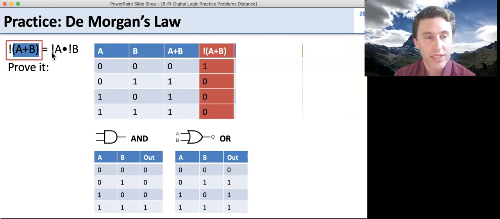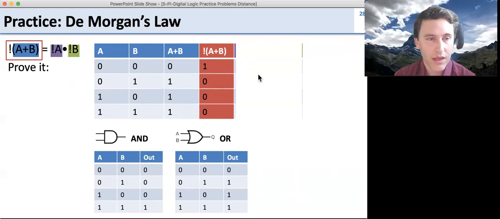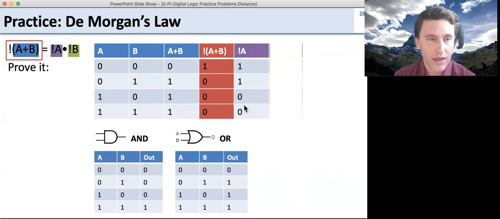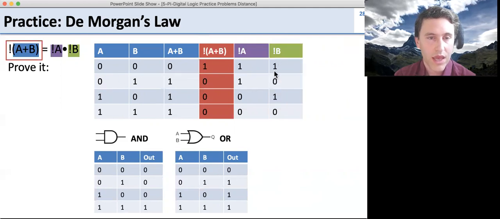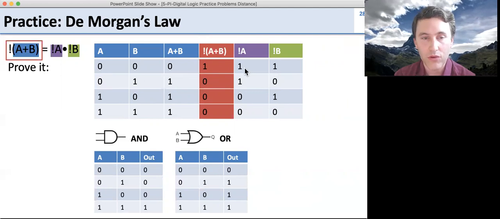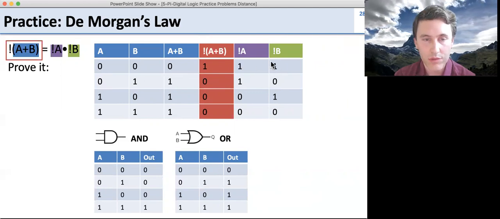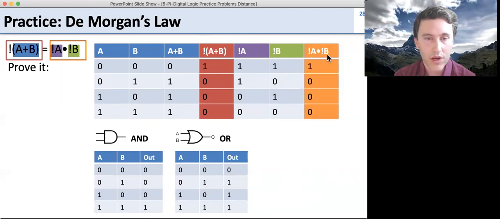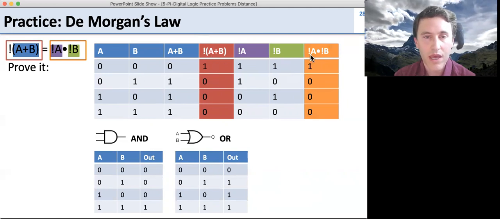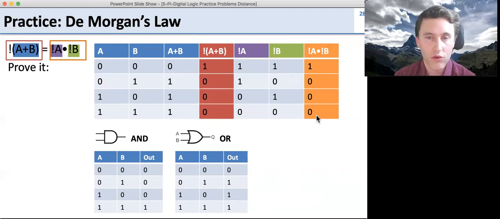And now we want to show that that's the same as not A and not B. So what's not A and not B? Well, here's not A. If this was A, that's not A. And here's not B. Now, what do we get when we AND these together? Well, we AND them together to only be true when both are true. So it's just going to be this top one here. So here we go. Not A and not B is 1. And we can see that not (A or B) is the same as not A and not B. So we proved that it works.